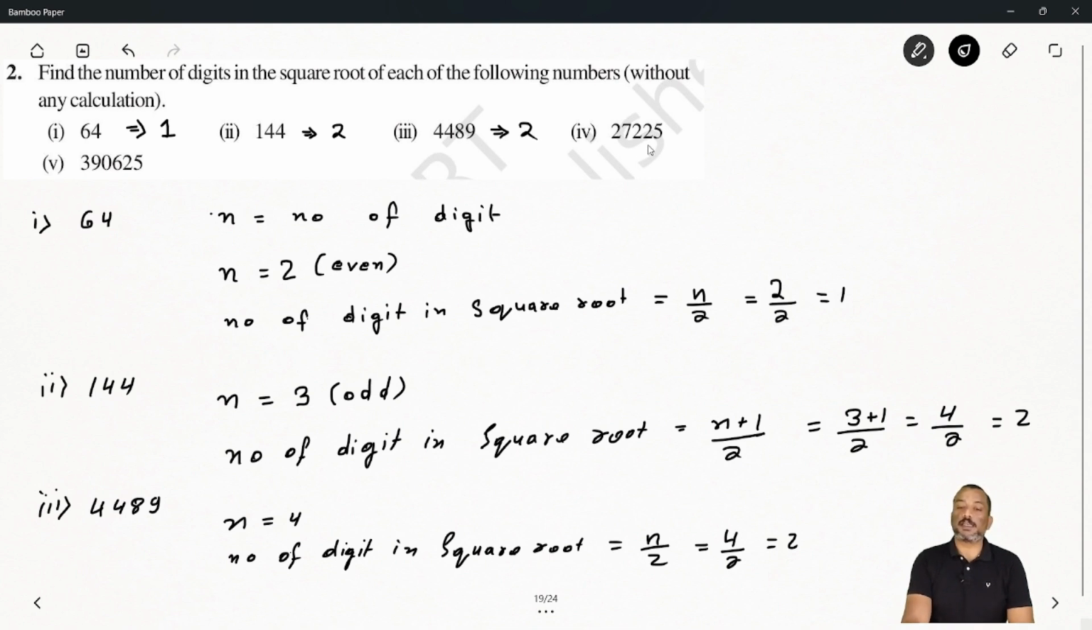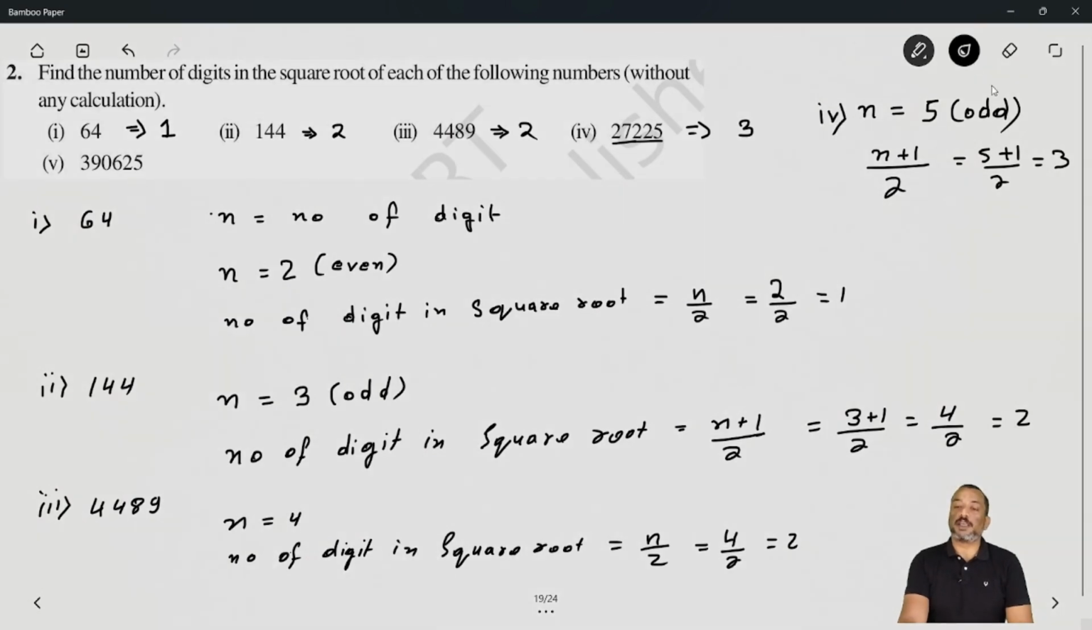Now here it is given how many digits? 5 digits. So n is equal to 5, which means for the square root, n plus 1 by 2 since this is odd. So 5 plus 1 by 2, you will get 3. So here you will get 3 digits. This is question number 4.